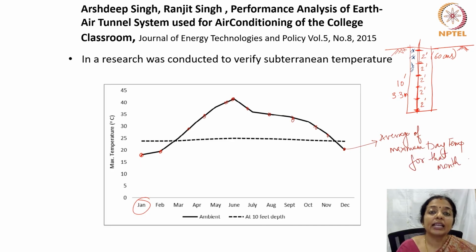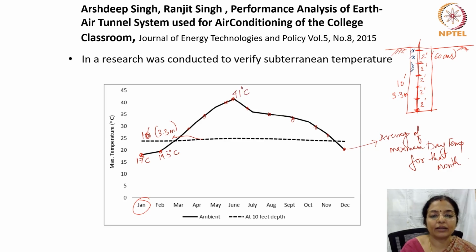And the underground temperature is the optimum temperature, which is recorded at 10 feet. So at 10 feet below the soil, which is approximately 3.3 meters below the soil, this is the temperature. And you can see that when the January temperature is about 17 degrees centigrade, February is about 19.5 degrees centigrade. The June temperature is about 41 degrees centigrade.